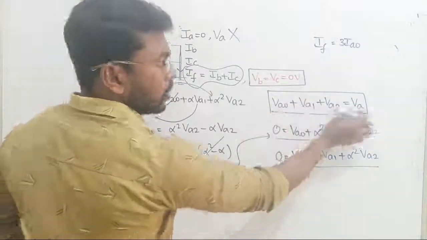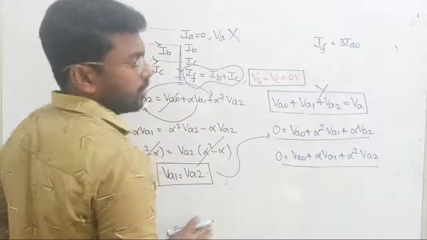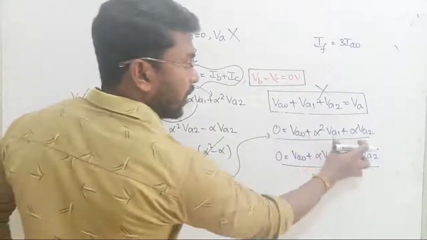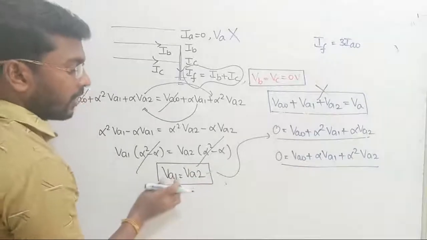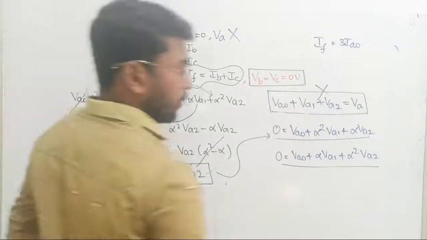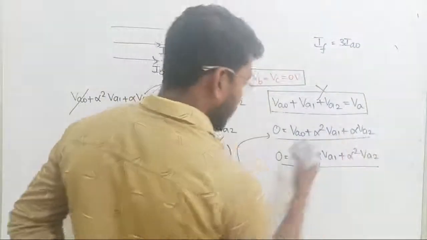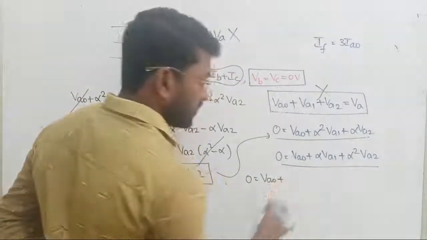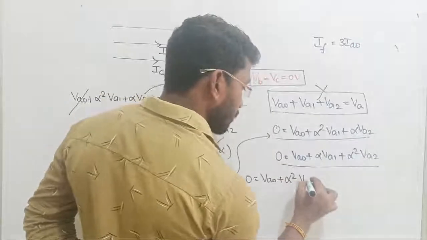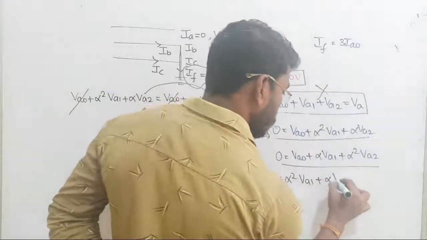So I am not going to use this one, but here I have only, now if I replace this, then we can get the value of VA. Let us see, VA1 and VA2 are equal, right? So can we replace VA2 with one of them? Let me take this equation. From this, 0 is equal to VA0 plus alpha square times of VA1 plus alpha times of VA1.